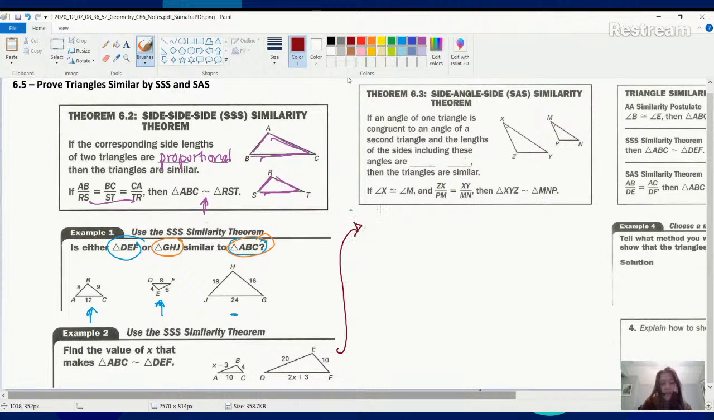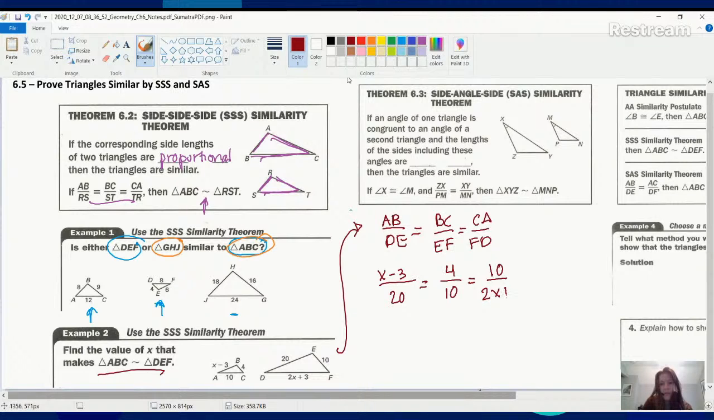Okay, so again, if they are similar, I'm using my similarity statement: AB over DE has to equal BC over EF has to equal CA over FD. So now I go to my picture. A to B is x minus 3. D to E is 20. B to C is 4. E to F is 10. C to A is 10. And F to D is 2x plus 3.